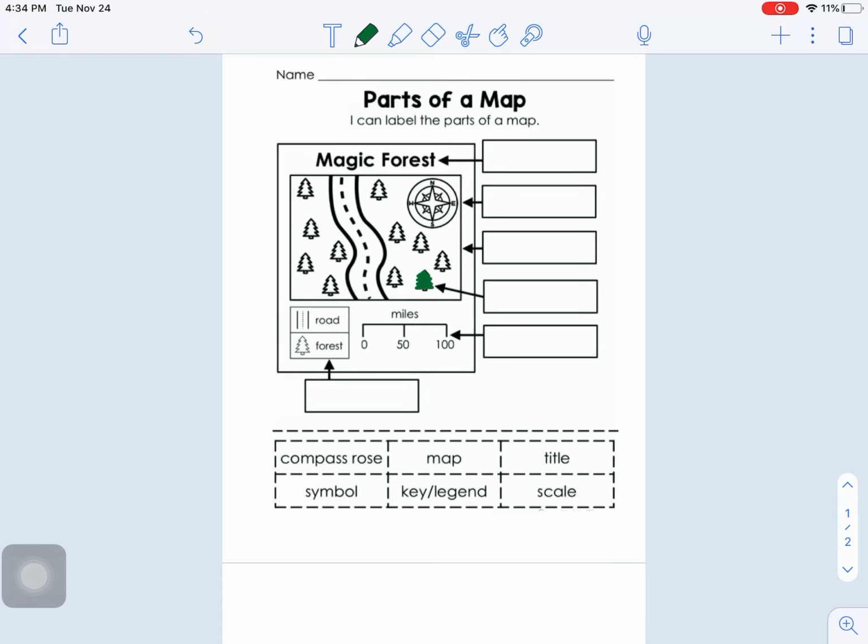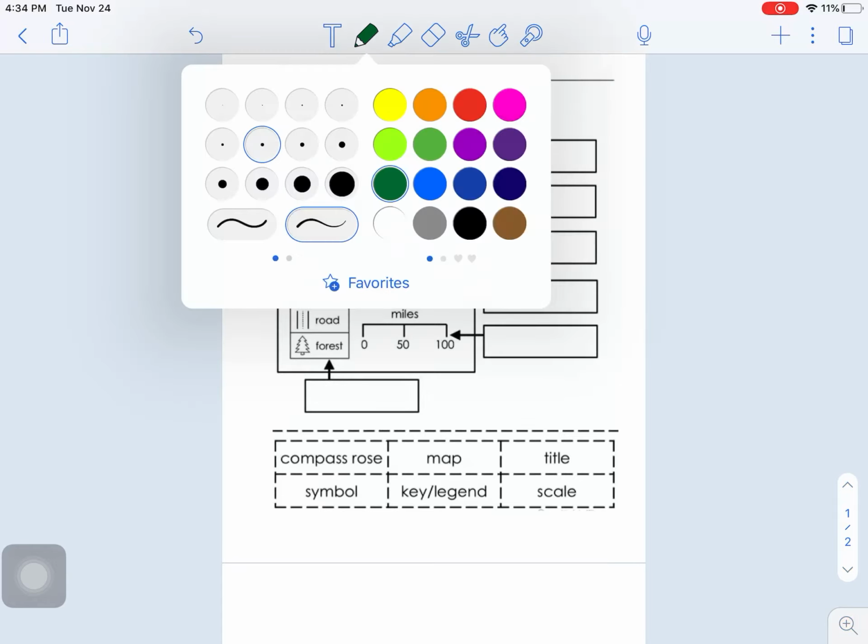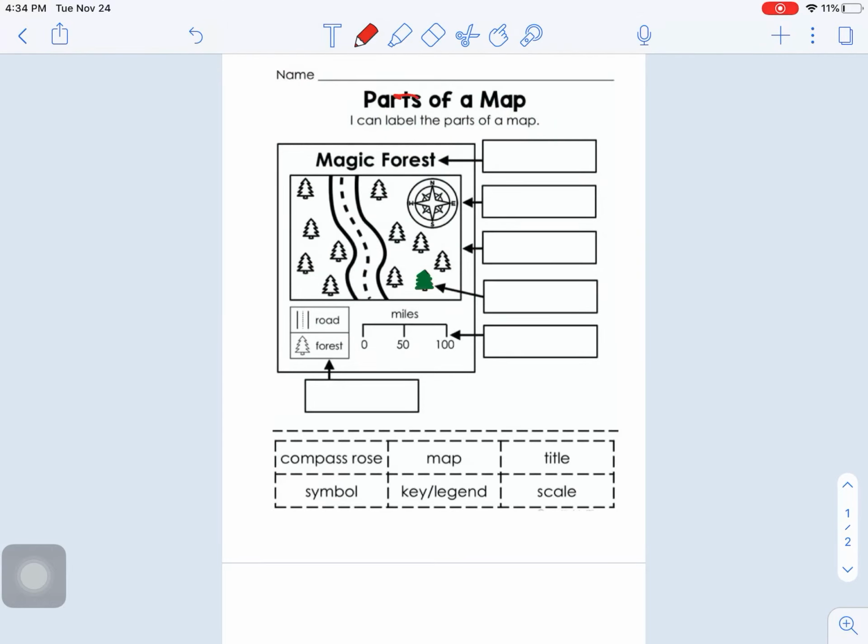So you will be filling in the title. See if you can find the title right now. I'm going to give you a hint. This is not the title. Please don't put it there. You are putting it in one of these boxes. Okay, that one that I crossed off, that's the title of this whole paper. I want you to label the title of just this map here. And then you're also looking for the scale. See if you can find the scale. Remember, that tells us how big things are.